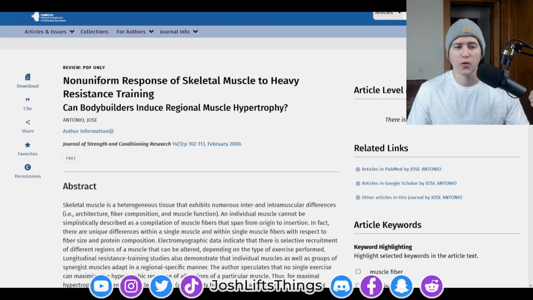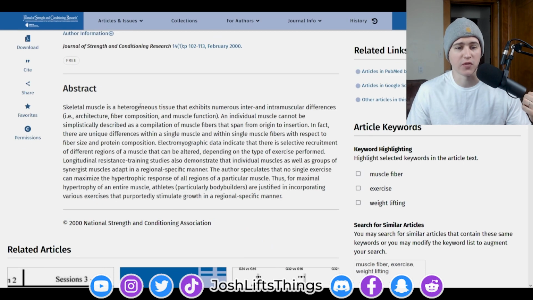Here's another one: "Non-uniform response of skeletal muscle to heavy resistance training: can bodybuilders induce regional muscle hypertrophy?" Skeletal muscle is heterogeneous tissue that exhibits numerous inter- and intramuscular differences, i.e. architecture, fiber composition, and muscle function. An individual muscle cannot be simplistically described as a compilation of muscle fibers that span from origin to insertion. In fact, there are unique differences within a single muscle and within single muscle fibers with respect to fiber size and protein composition. Electromyographic data indicate that there is selective recruitment of different regions of a muscle that can be altered depending on the type of exercise performed.